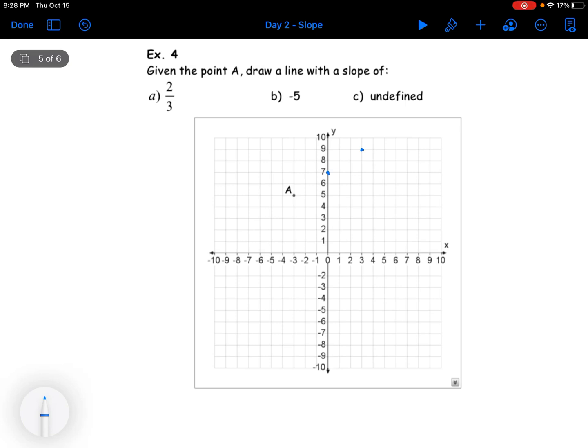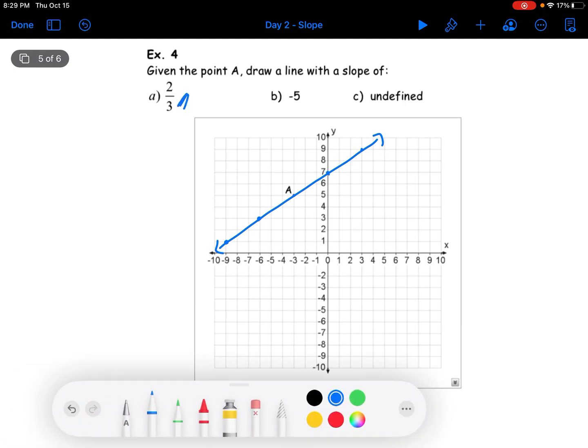If you run out of space like I've done here, I can go back down to A, and I can go down 2, and then instead of going right, I can go left 3. Down 2, left 3. Okay, and now I can just connect my dots and put arrows at the end. You should always have arrows at the end of your graphs. That one's in blue. We'll do the next one in red.